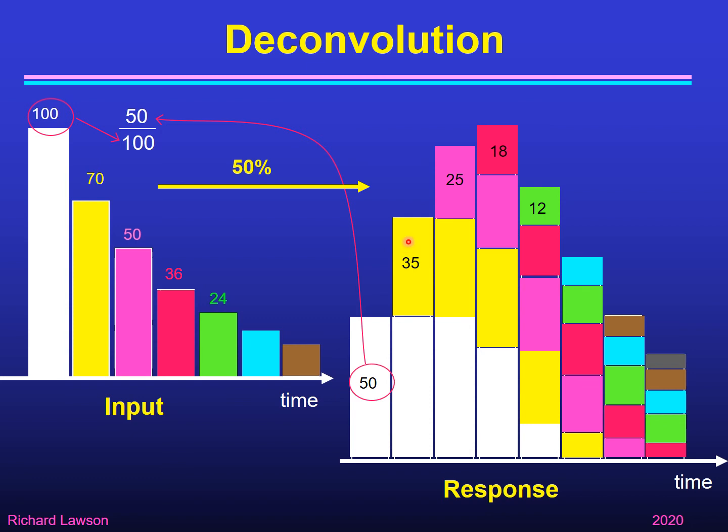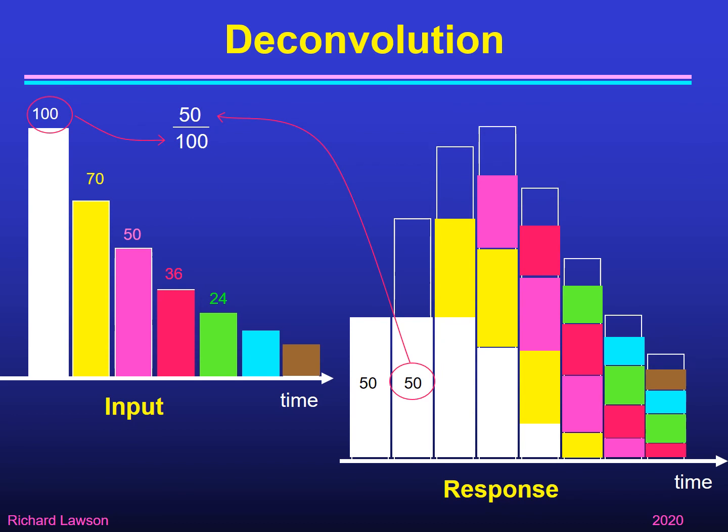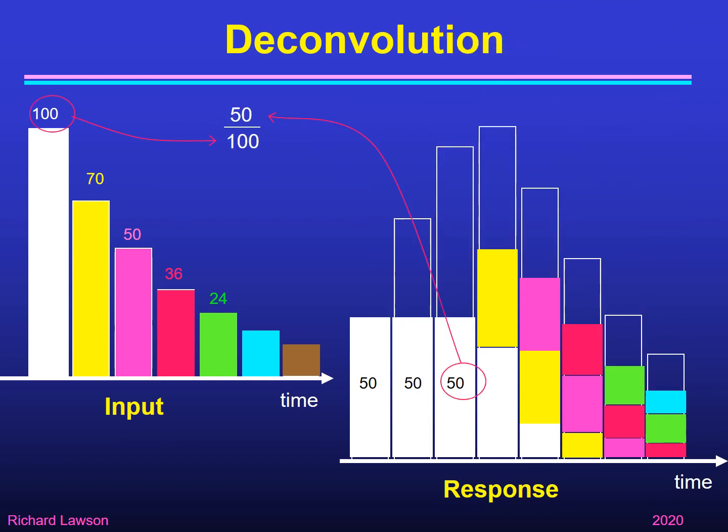So that allows us to know exactly how big these top segments were, and we can take those off and throw them away. And now in the second minute, that exposes another pure white, which is also 50. So once again we see we had a 50% response in the second minute. So 50% of our yellow there is 35, 50% of our purple there is 25, 50% of our red 36 is 18, and 50% of our green 24 is 12. So once again we can predict the height of these units and subtract those.